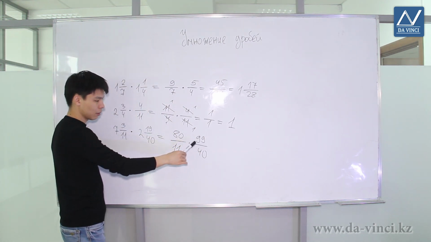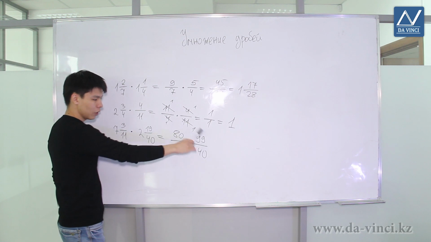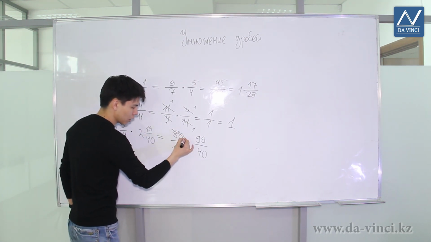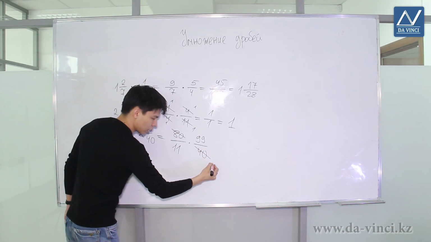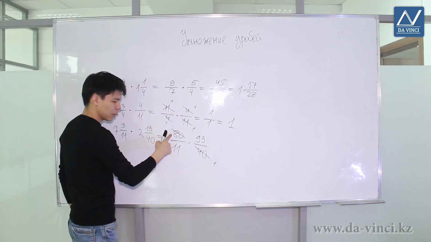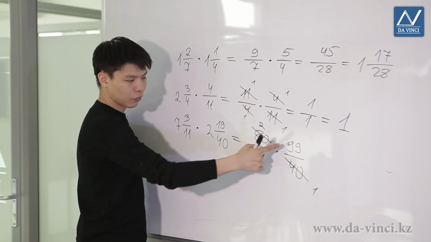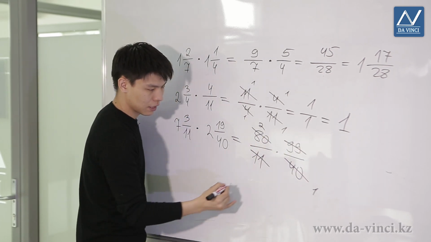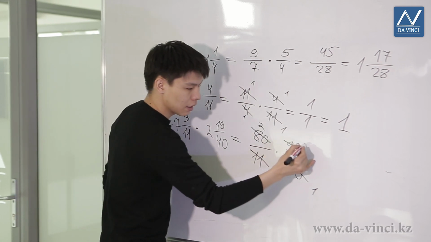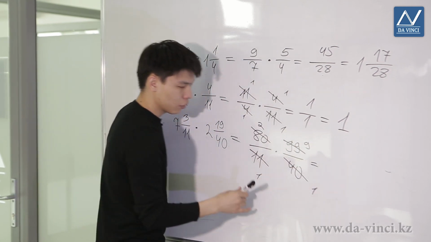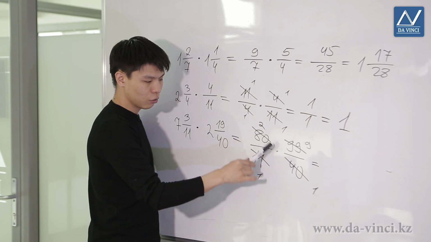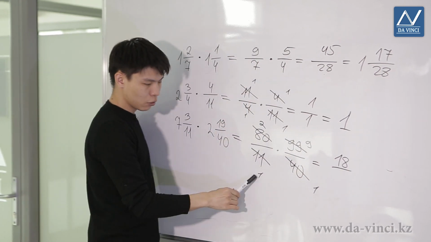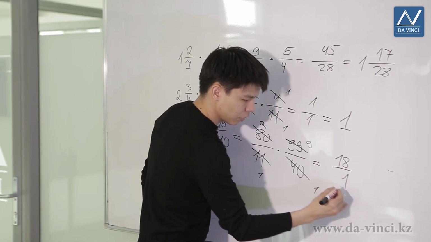We can multiply the numerator with the numerator, multiply the denominator with the denominator, but it's much easier to simplify first. Namely, 80 and 40 are reduced by 40. 40 divided by 40, 1 remains. 80 divided by 40, 2 remains. In the same way, 99 is reduced with 11 by 11. We will have 1 here, 9 will remain here, and in the numerator we have 2 multiplied by 9, that is 18. And we get 18 over 1, or just 18.